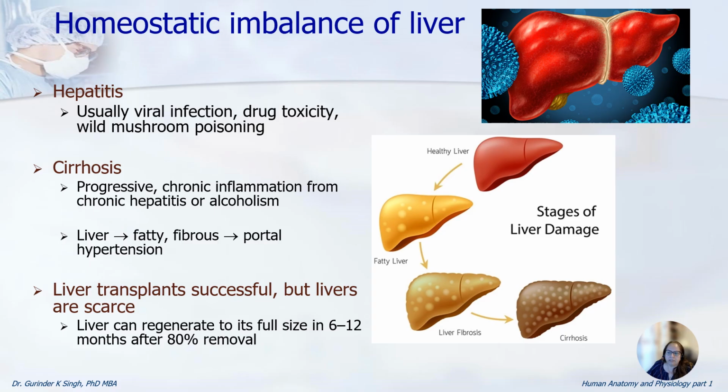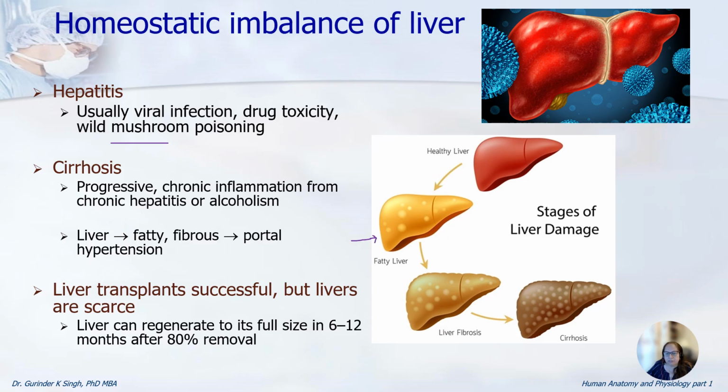Okay, so let's discuss a little bit about some of the homeostatic imbalances of the liver. Hepatitis, you probably have heard, and there are a number of different types of viruses which can create hepatitis. We have Hep A, Hep B, Hep C, and even Hep D, etc. These are viral infections which can change the liver cells, and they affect the liver. You can also have hepatitis from wild mushroom poisoning, etc. Liver can also become fatty liver when it has too much fat deposited in it.